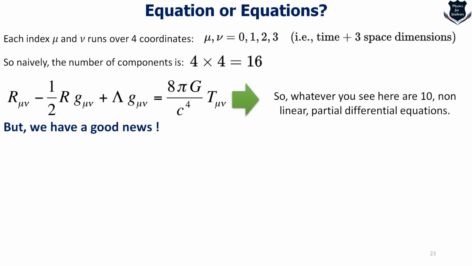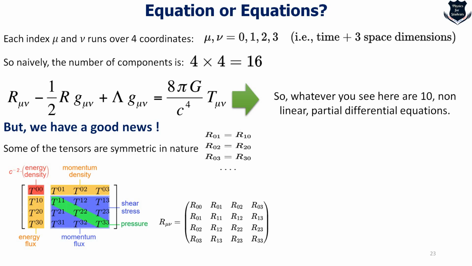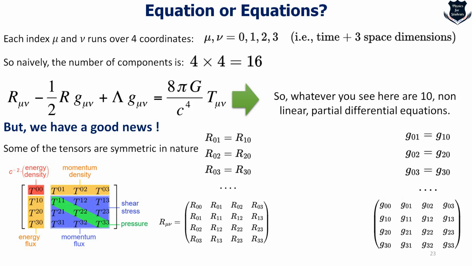Now how is it? We have good news, and the good news is that some of the tensors are symmetric in nature. Now what do I mean actually by mathematically symmetric? I won't be able to explain it in the scope of this video because I have to make a different video on tensors. What it tells is that the stress energy momentum tensor is symmetric. The Ricci curvature tensor is symmetric. Symmetric means what? For example, R01 equals R10, R02 equals R20, R03 equals R30 and so on. Similarly, the metric tensor has similar components, g01 equals g10, g02 equals g20.